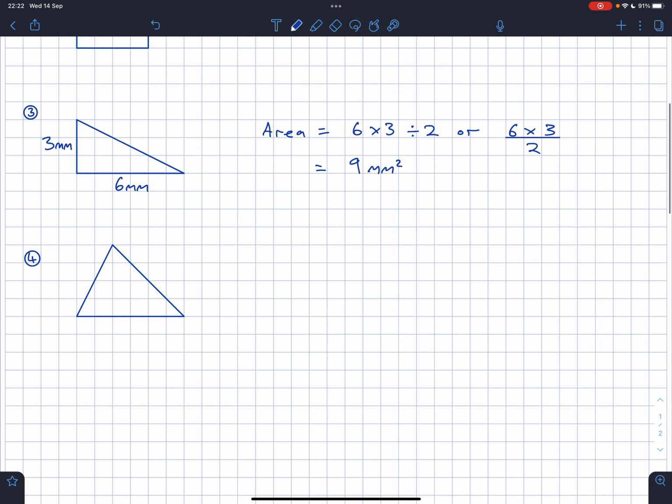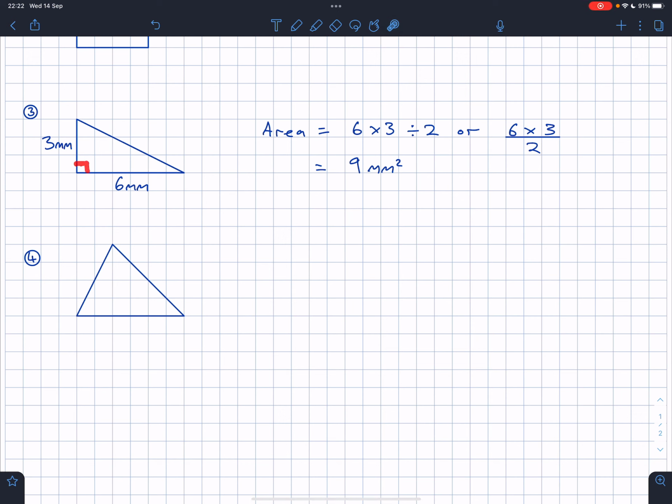Now, on number 4, slightly different shape here. When we were in number 3, this angle in the corner was a right angle. These two lines are what we call perpendicular to each other. And the perpendicular distances gave us the height and the width. Now in this shape, the bit along the bottom isn't perpendicular to the one that we've got. So it comes out at an angle, and this one comes out at an angle as well. So the perpendicular height is actually this one here, that goes from the very bottom to the very top.